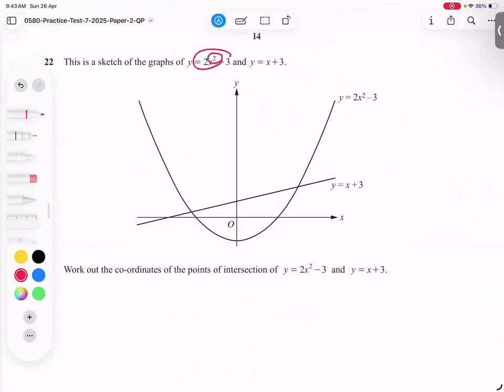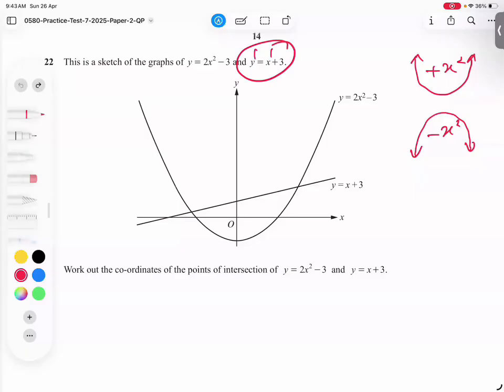Power 2 stands for a parabolic curve. You can see it is called a parabolic curve. When power 2 is there, extra information: power 2 positive, we have this; power 2 negative, we get this. Very important information. Now we have this one, and power 1 always gives a straight line. Power 2 parabolic, power 1 straight line. This is power 1.